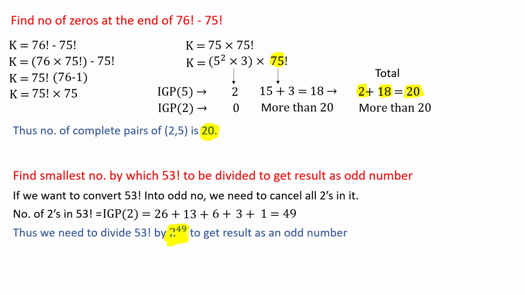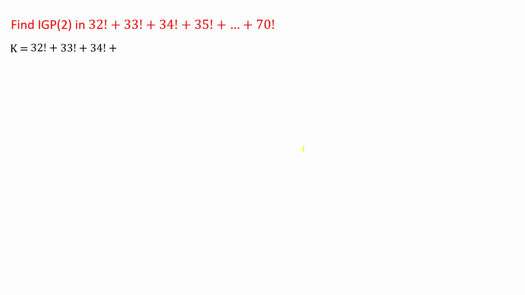Okay, and now the next question is: find the IGP of 2 in 32 factorial plus 33 factorial plus 34 factorial plus so on till 70 factorial. Okay everyone, so let's do this. Let's take k equal to 32 factorial plus 33 factorial plus 34 factorial plus so on till 70 factorial. Now this 32 factorial we'll keep as it is.